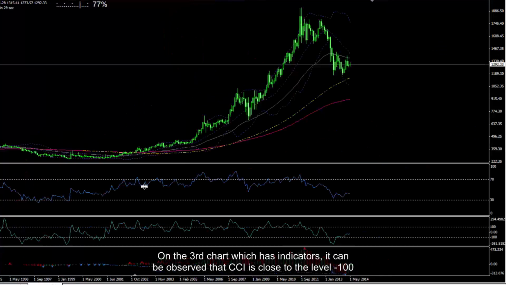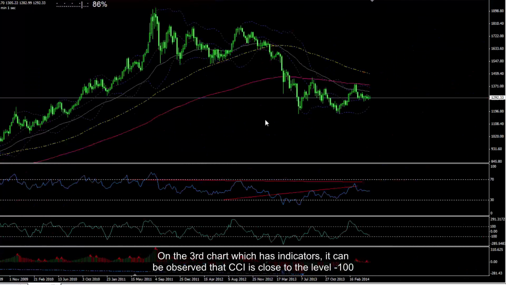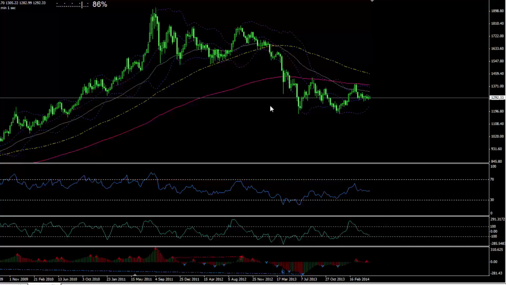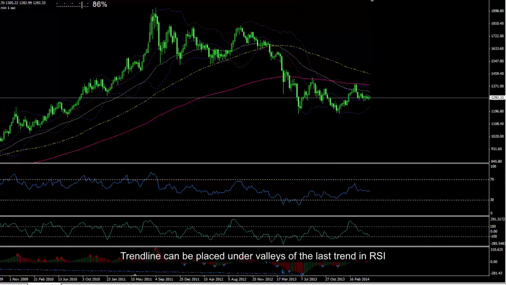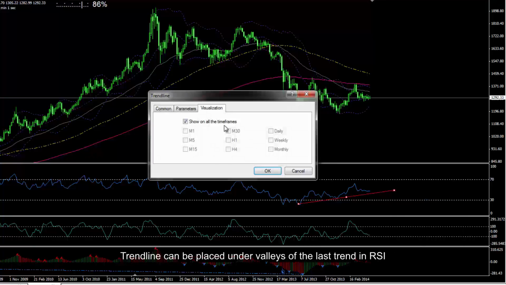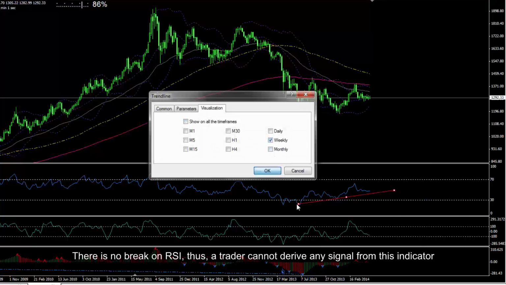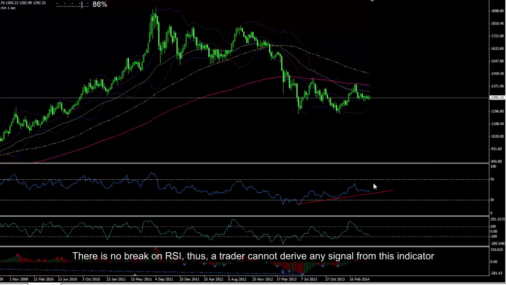On the third chart, which has indicators, it can be observed that CCI is close to the level -100. So, if this line is touched, the market price would decline. A trend line can be placed under the valleys of the last trend in RSI. There is no break on RSI. Thus, a trader cannot derive any signal from this indicator. AO does not show any divergence or hidden divergence on the latest trends.